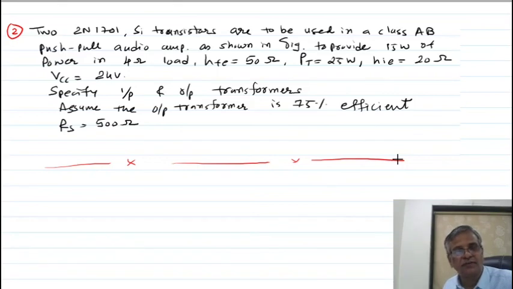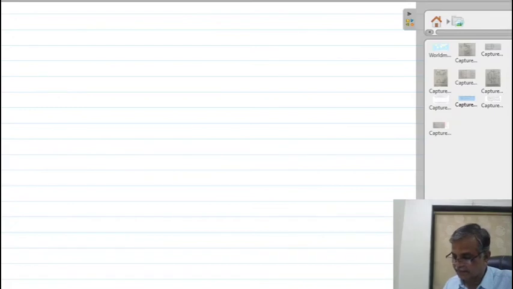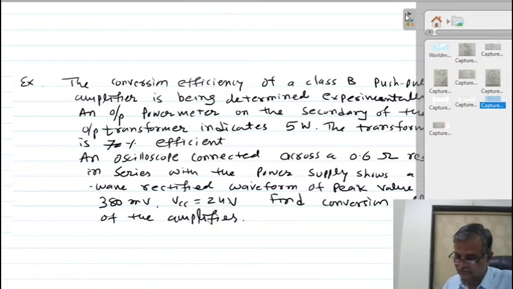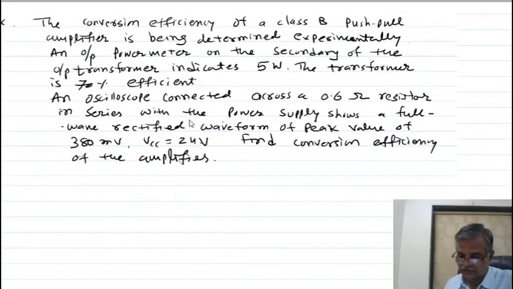One more numerical I am putting for practice. This is a conversion efficiency numerical. Try to solve this numerical. If it is not possible, then I'll keep a solution on Moodle for lecture number 9. Okay, here is the end of your lecture.